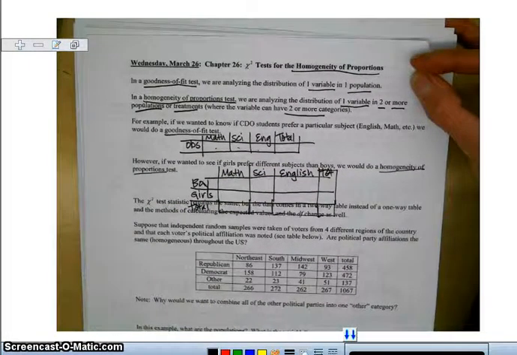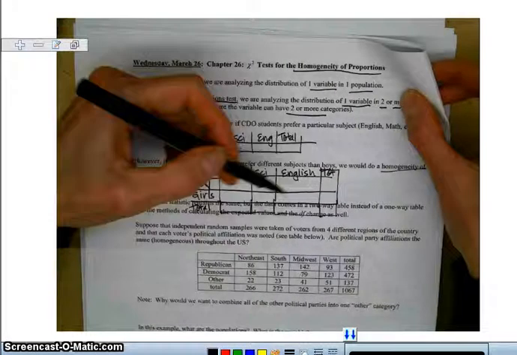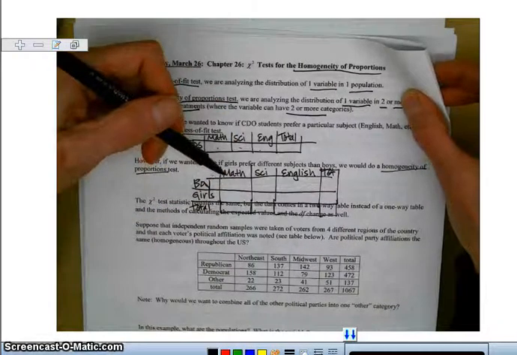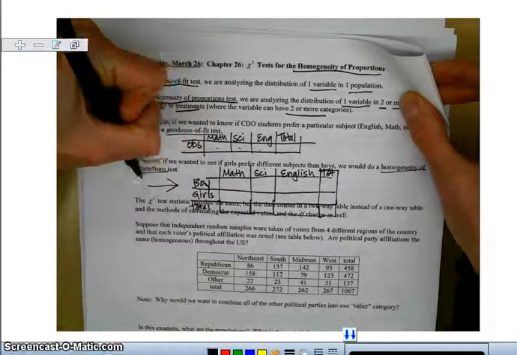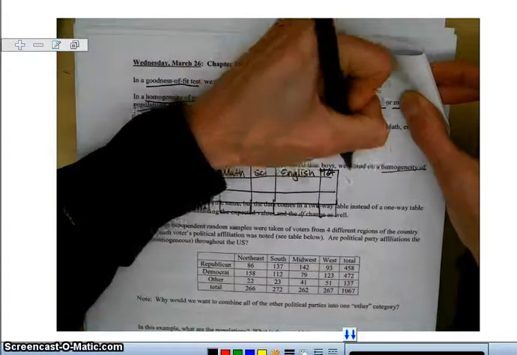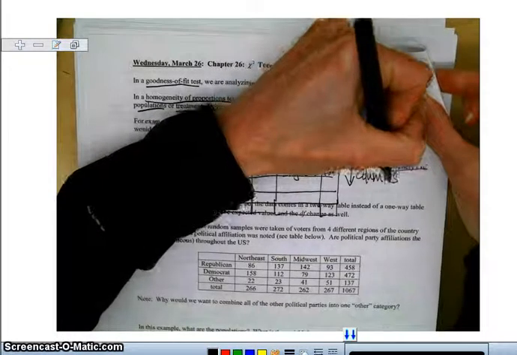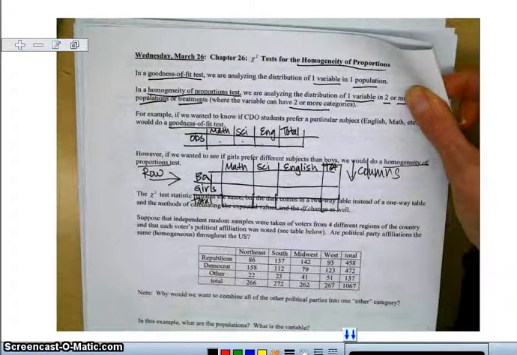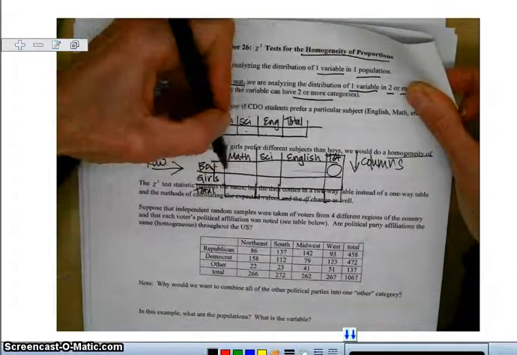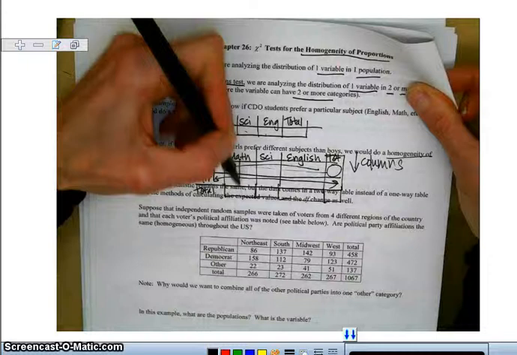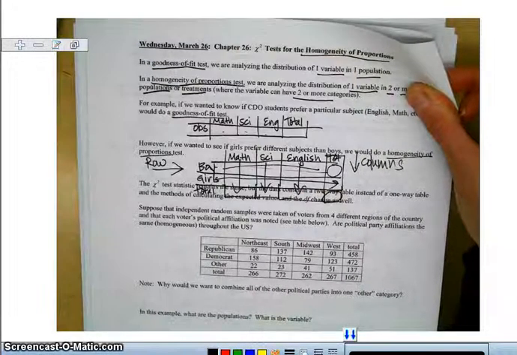Basically, we've had tables like this way back in chapters 3 and 4. This is called a two-way table. Things that go this way are called rows, and things that go down are called columns. This would be the total of the boys, this would be the total of the girls. Down here's the total for math, total for science, total for English. This is the grand total right there.